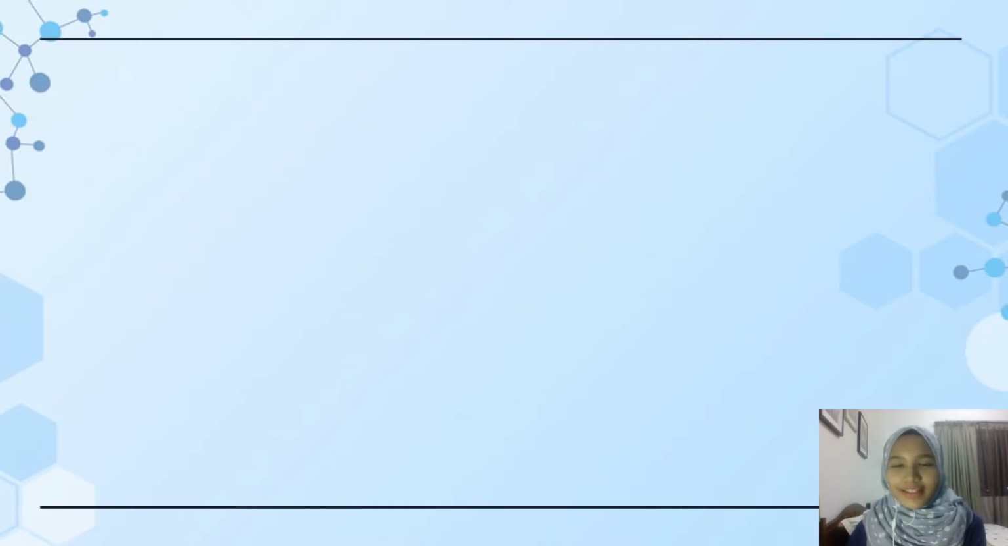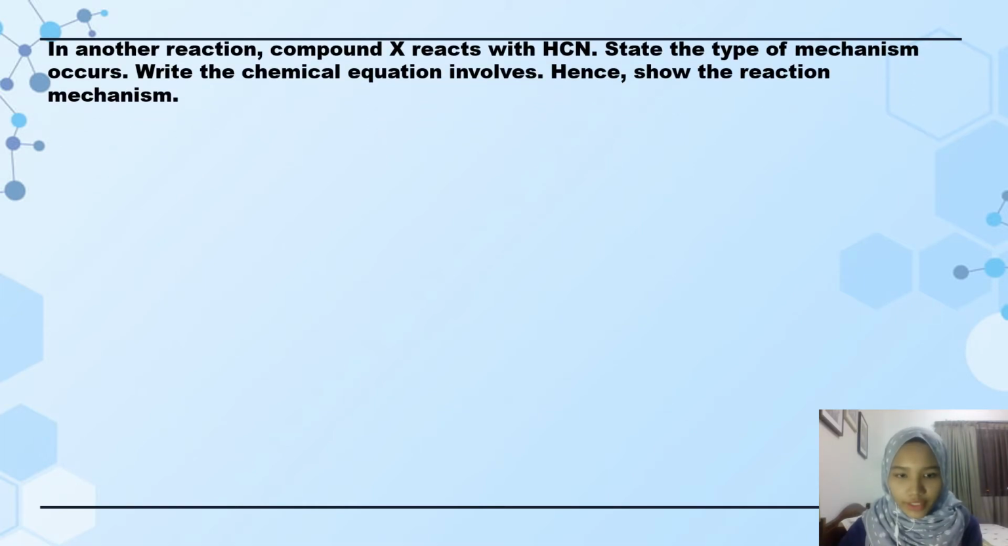Hello everyone. Assalamualaikum. My name is Humaira binti Sofian and my metric number is 9201001. So I'm going to continue with the presentation. Let's move to the question. The question states that in another reaction, compound X reacts with HCN. State the type of mechanism that occurs, write the chemical equation, and show the reaction mechanism.